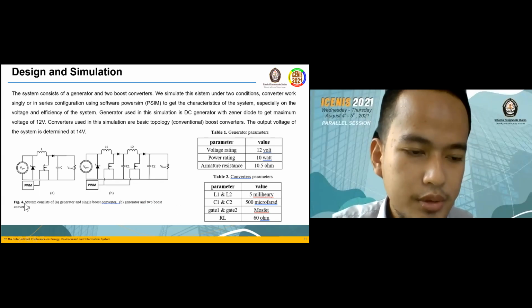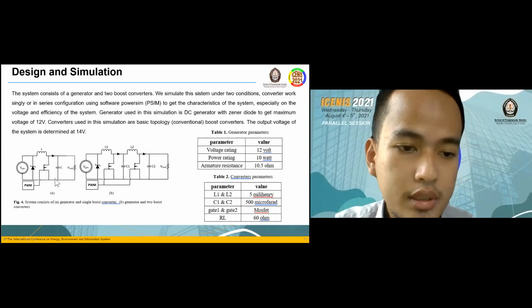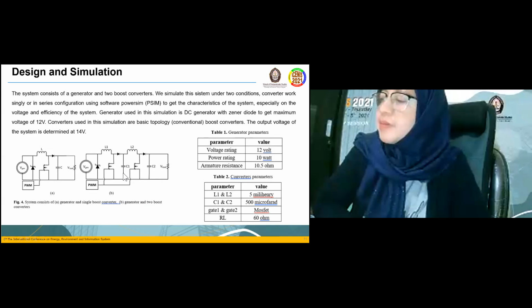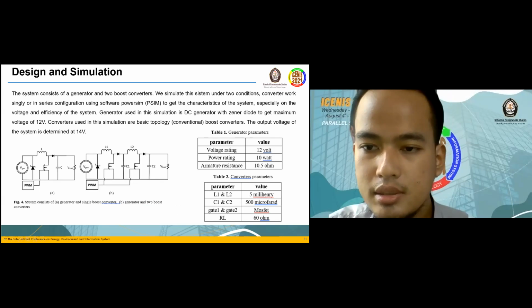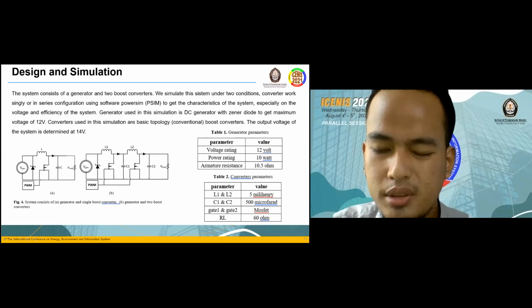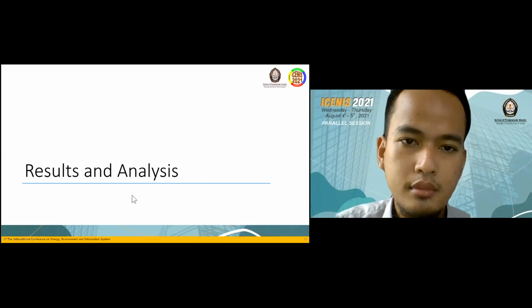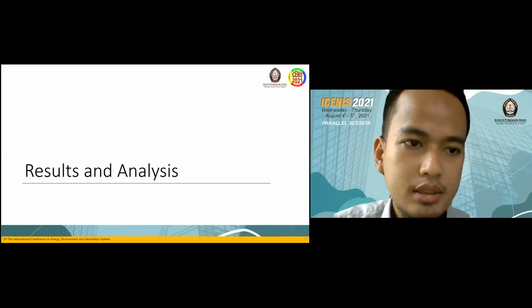And in figure 4a, this is a system with single converter configuration. And in figure 4b, we can see the system with series converter configuration. And in table 1, we can see the generator parameters, and in table 2, the converter parameters. Then results and analysis.